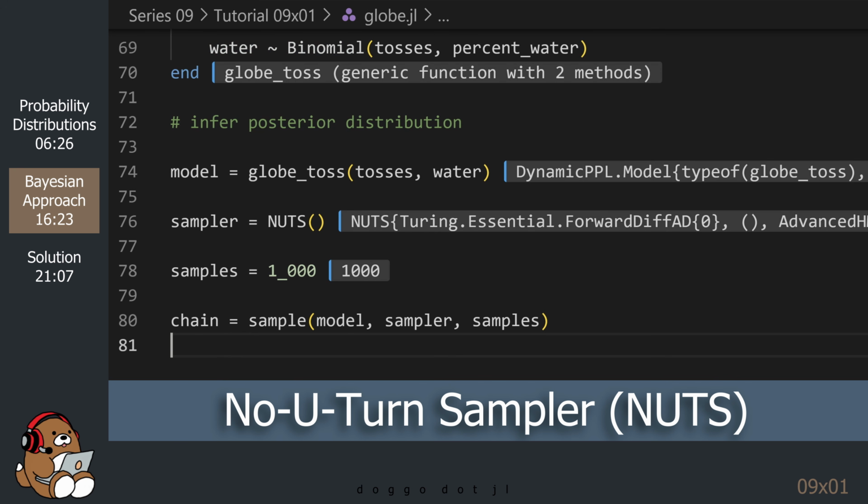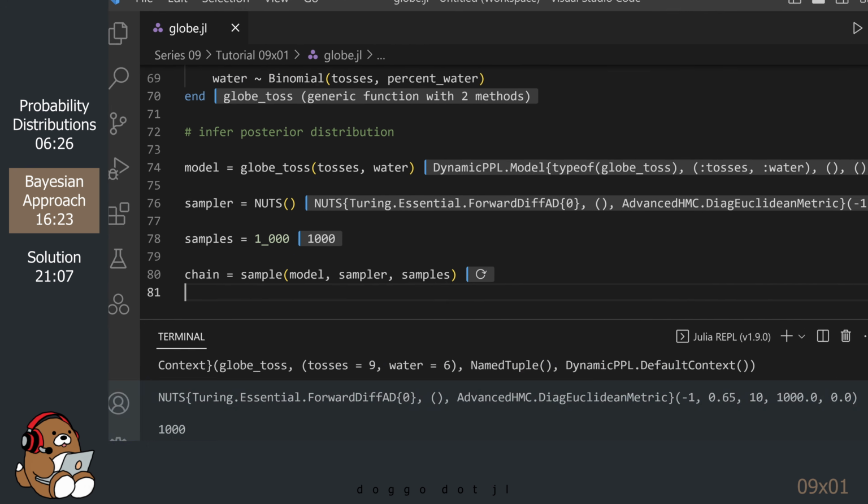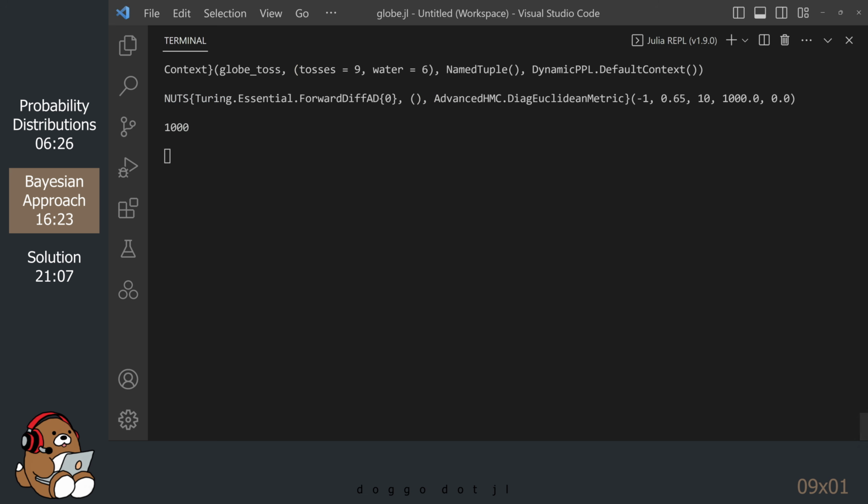There's nothing special about this number of samples, so you can play around with this value to see if it makes any difference in your results. The sample function returns something called a chain. The first time you call the sample function, it may take a few minutes, depending on how many samples that your sampler is drawing and on the speed of your computer. It will be much faster the next time you call the sample function. While you're waiting, maximize the REPL, so you'll be able to see the results.